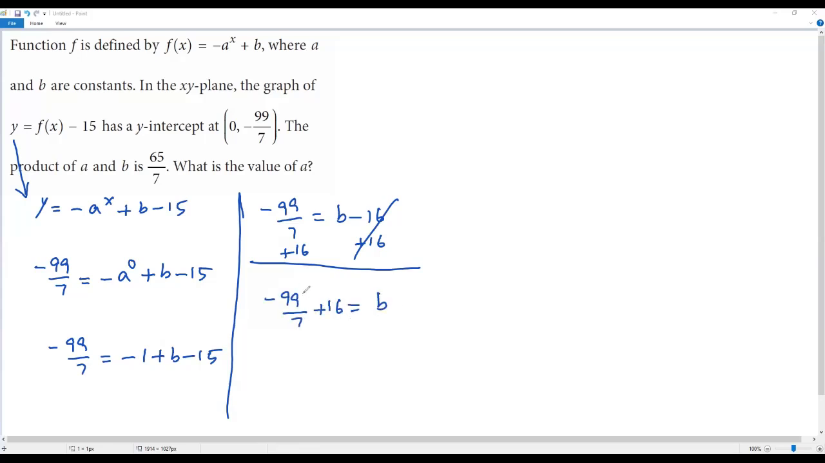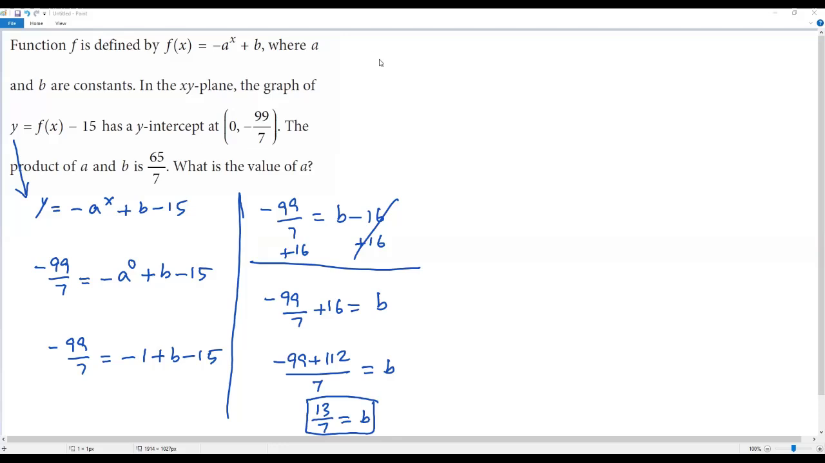Now to add this fraction and an integer, I have to multiply the integer 16 by the denominator of the fraction. Once I'm done with this multiplication, I can take 7 as a common denominator. So negative 99, and when I multiply 16 and 7, I'm getting 112. Now I can take the 7 as a common denominator, equals b. When I combine negative 99 and positive 112, I'm just getting positive 13, and in the denominator we have 7, equals b. Now I got the value of b. The value of b is 13 over 7.